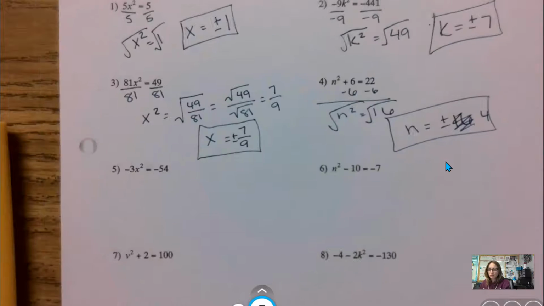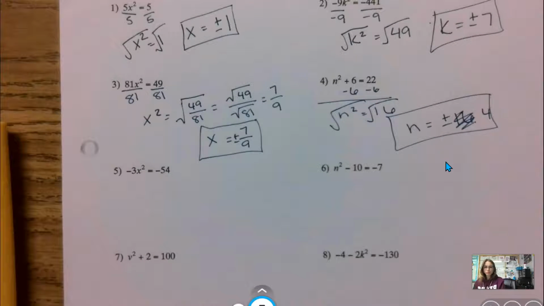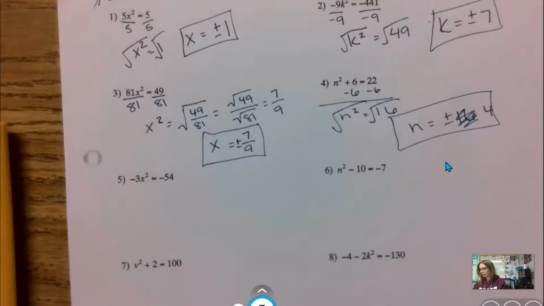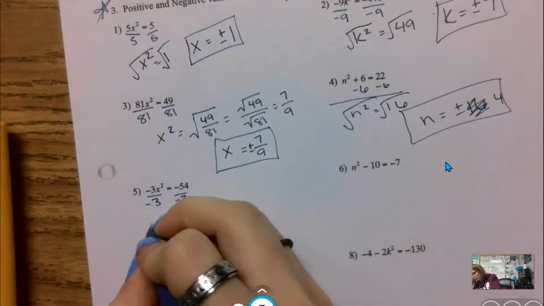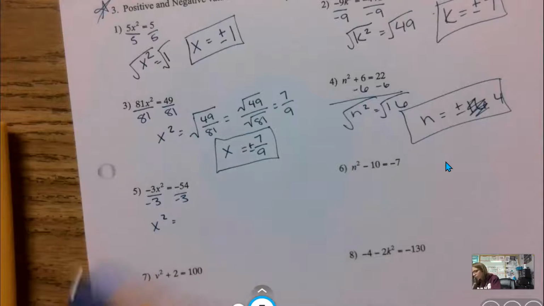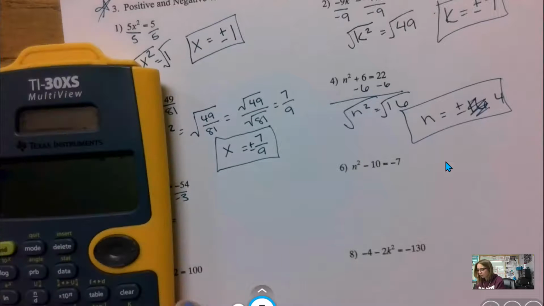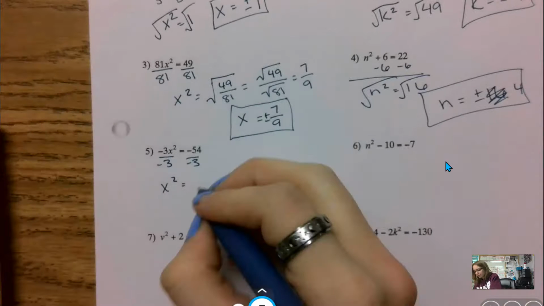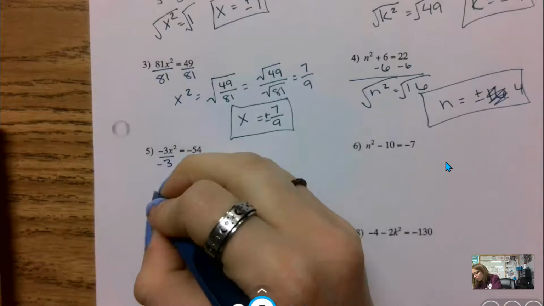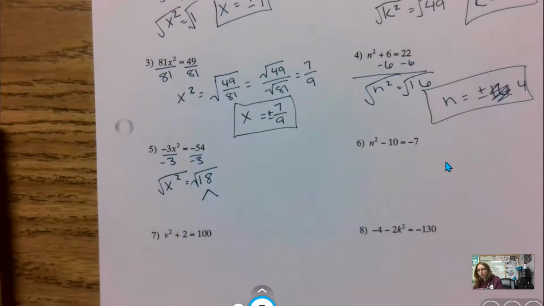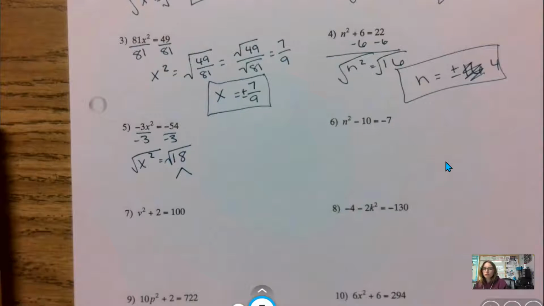Alright, now let's look at the next one. Now this might not end up as nicely for us, so we're going to divide both sides by negative 3. We get x squared equals, so if I have 54 divided by 3, I get 18. Well, 18 is not a perfect square. So when we take the square root, we're going to have to do our little square root tree.